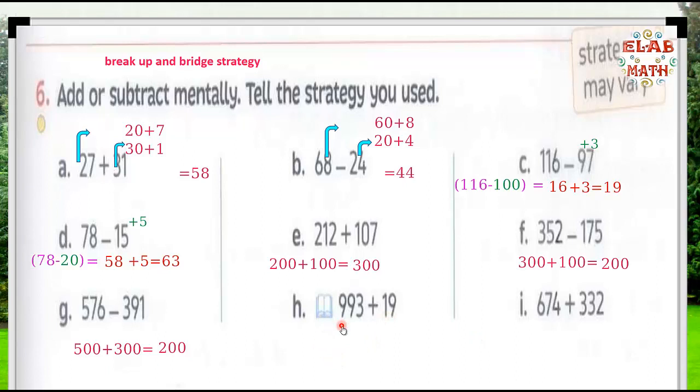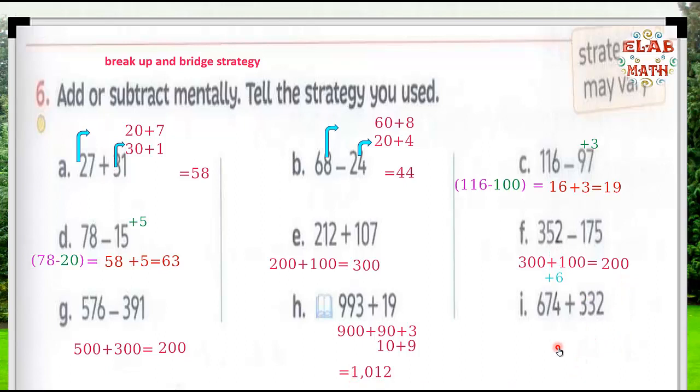Here we can use another strategy. We can use the break up and bridge strategy. Next one, 993. 993 will be 900 plus 90 plus 3. And 19 will be 10 plus 9, and make addition now. 3 plus 9 equals 12, write 2 and carry up 1 here. 10 plus 1 equals 11, write 1 and carry up 1. 9 over 9 will be 10, 1012.